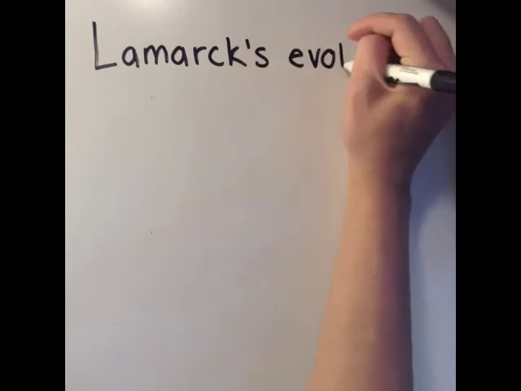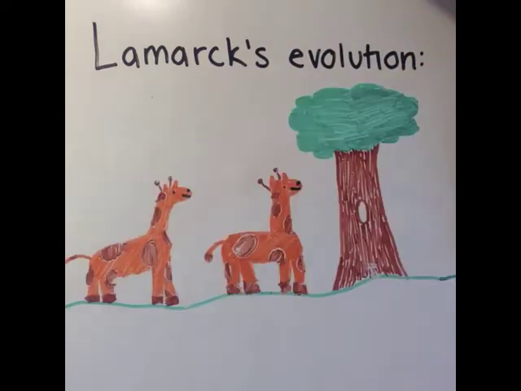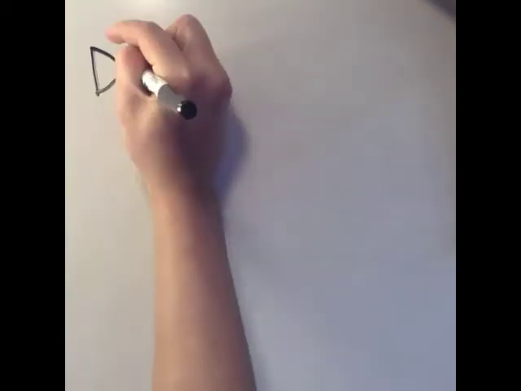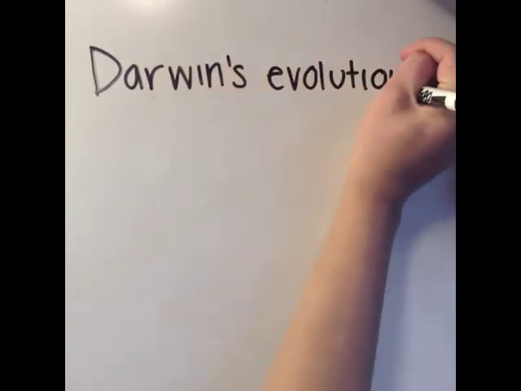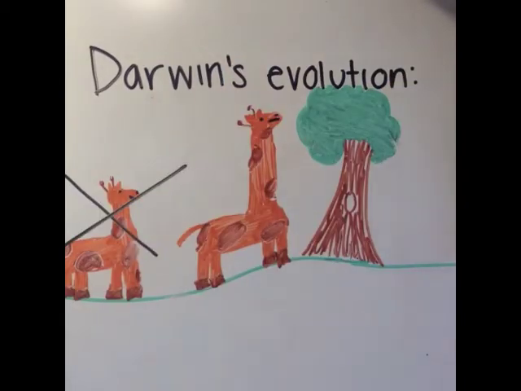Lamarck's evolution. Lamarck believed that acquired traits were passed on from parent to offspring. Like if a giraffe tried really hard to strengthen and lengthen its neck, its child would have a longer and stronger neck. This is incorrect because evolution is not about acquired traits, but rather inherited traits.